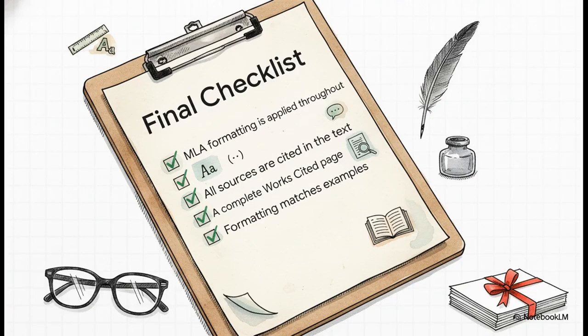1. Is my MLA formatting, font, margins, spacing, applied to the whole document? 2. Is every single source I used cited somewhere in my text? 3. Do I have a complete and properly formatted works cited page at the end? And 4. Does my paper pretty much look like the examples I've seen? This 5-minute check can honestly save you a ton of points.